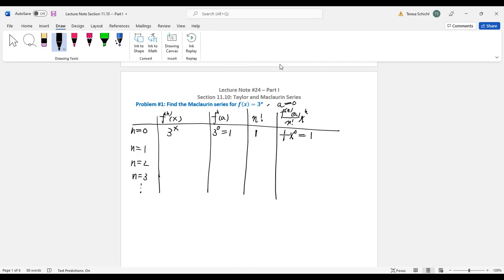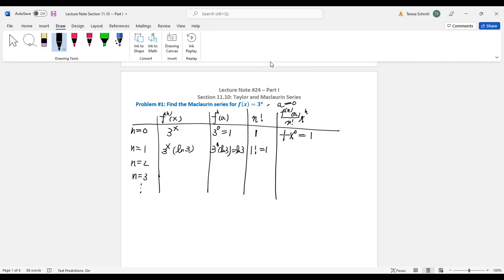Now the next thing, let's take a look at f prime of x. So you take the derivative. The function is 3^x, but then you need to adjust the constant, so it's natural log 3. Now you plug in a, so this will be 3^0 times natural log 3, right? So this will be natural log 3. And then n factorial: 1 factorial is 1, right?